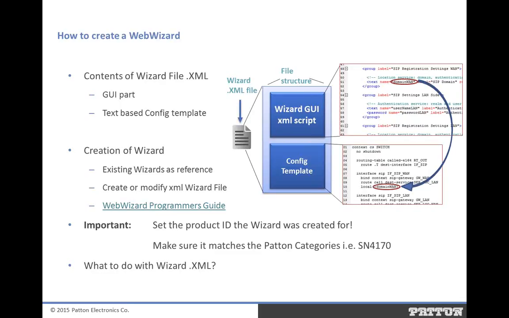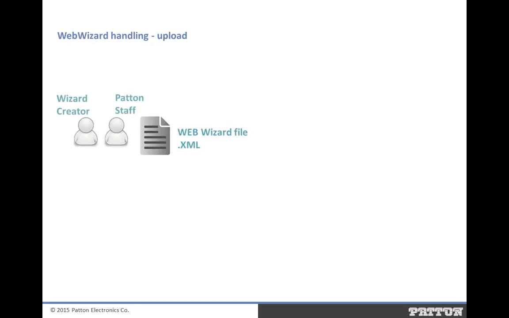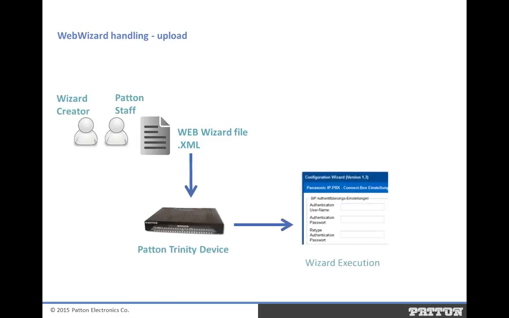Just one remark here, an important point. Once you start creating a wizard, it's important that you set the proper product ID for what products that wizard is matching or what it can be used for. You will see later on why this is important. So now, what do we do with such a wizard XML file? After the wizard was done by the creator or, for instance, by the staff, you have the possibility to download it to a Trinity device, and you or your customer then can execute it by filling in the missing information in the fields you set.